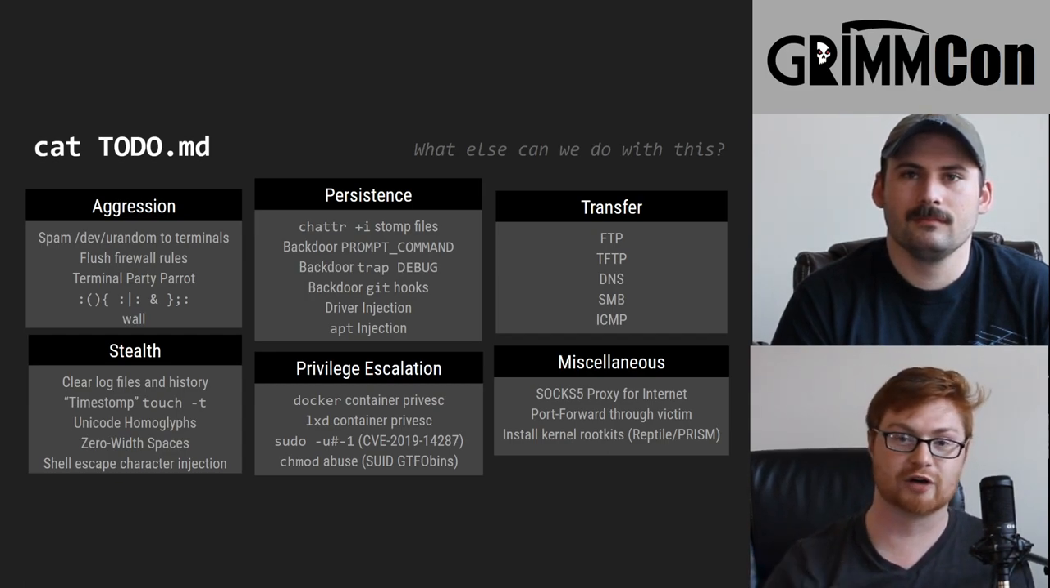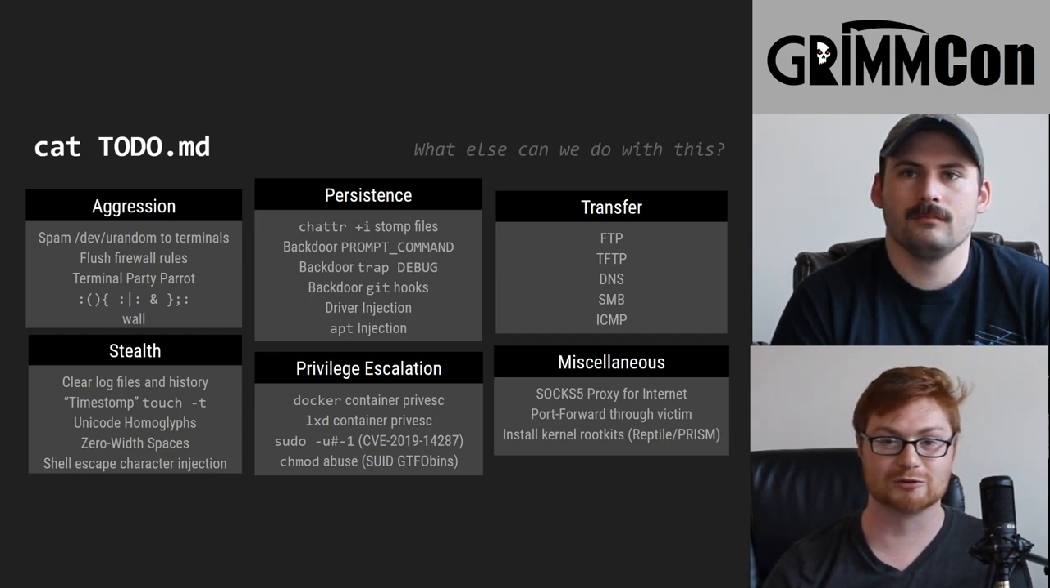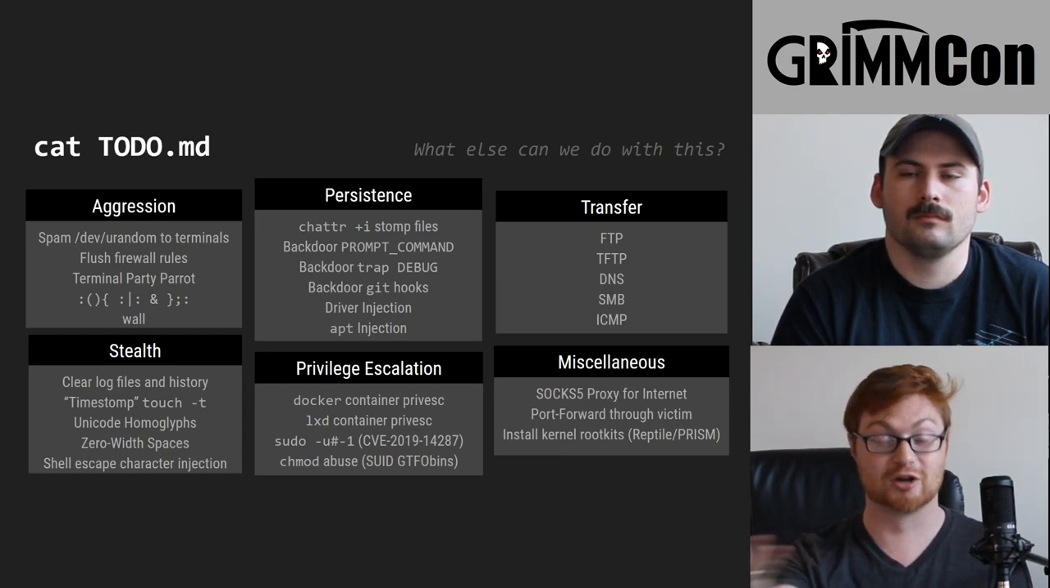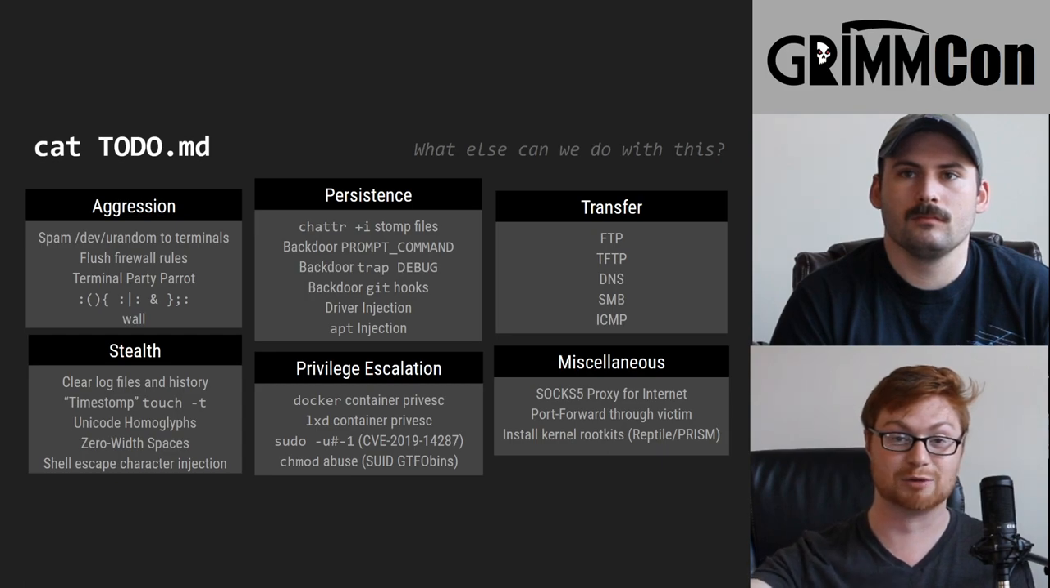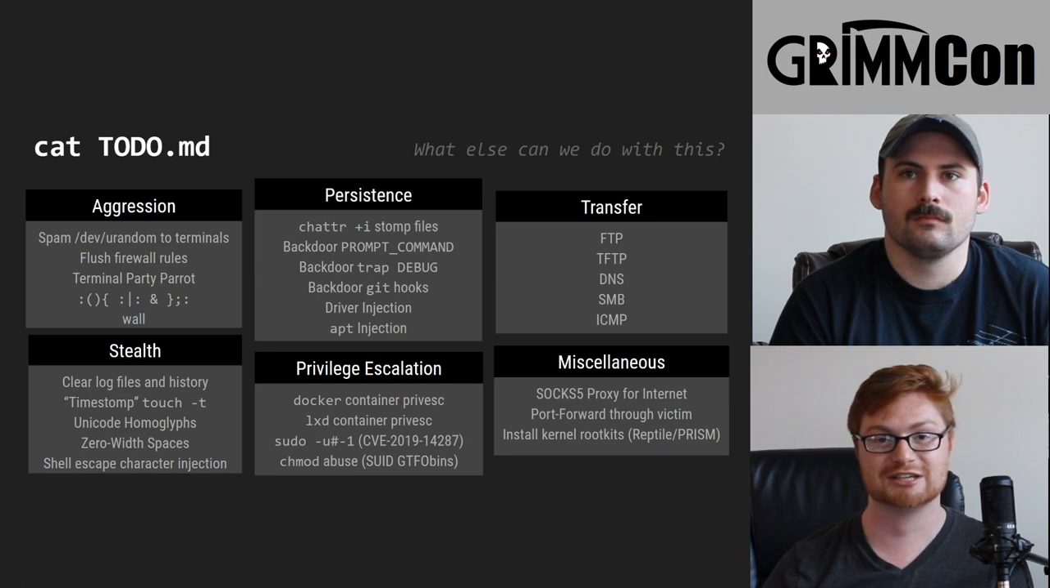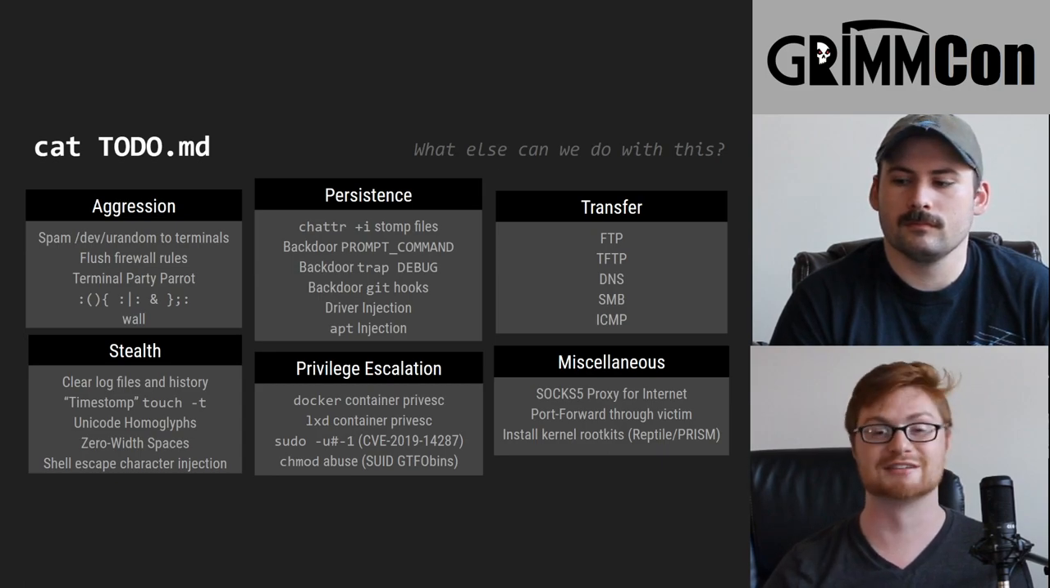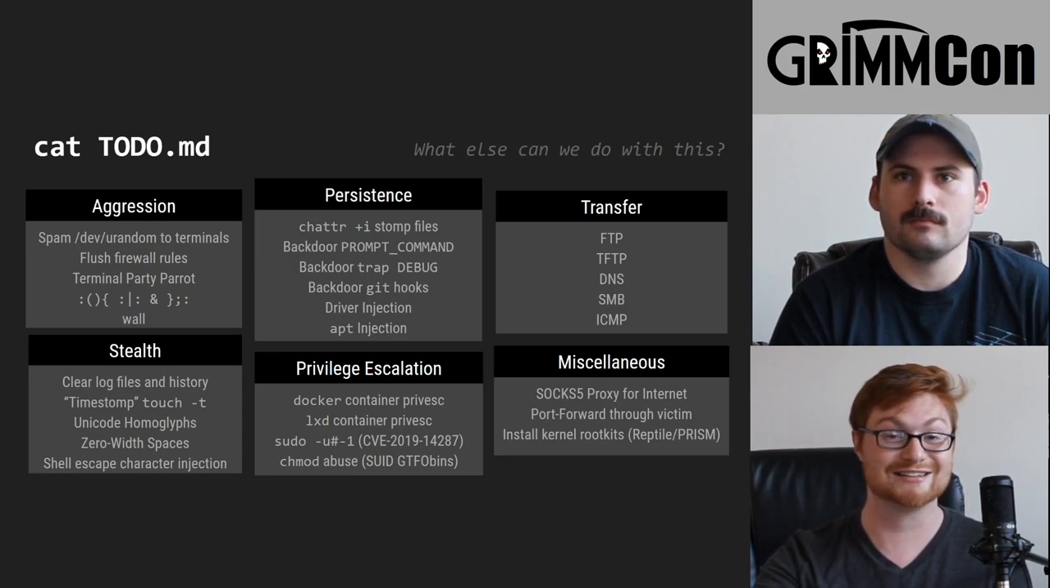Maybe port forward to other machines in a local area network, who knows? There's just so much we could do with it. Maybe even install some kernel rootkits, right? Put in Reptile or Prism for some crazy cool persistence. There's just so much, and we're really excited about all these ideas, and maybe you might have some really cool ideas too.